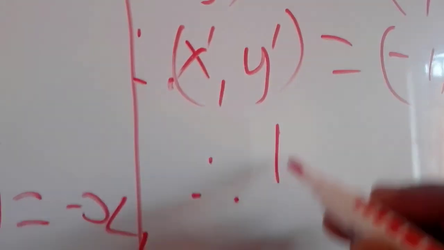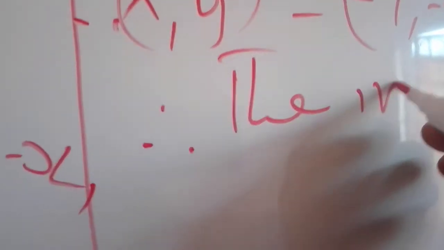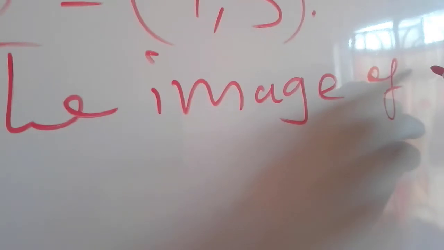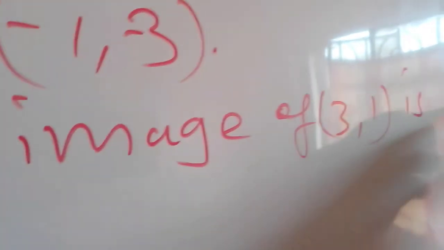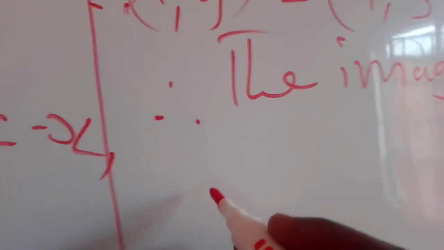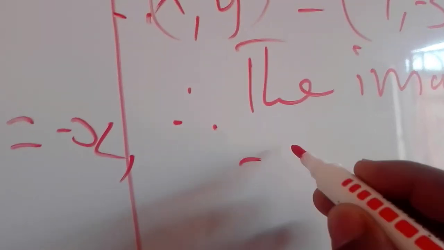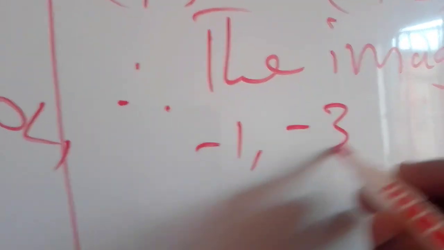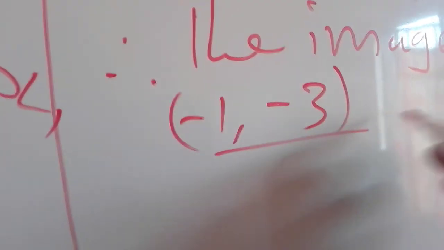Then the image of (3, 1) is (negative 1, negative 3). So this is the answer.